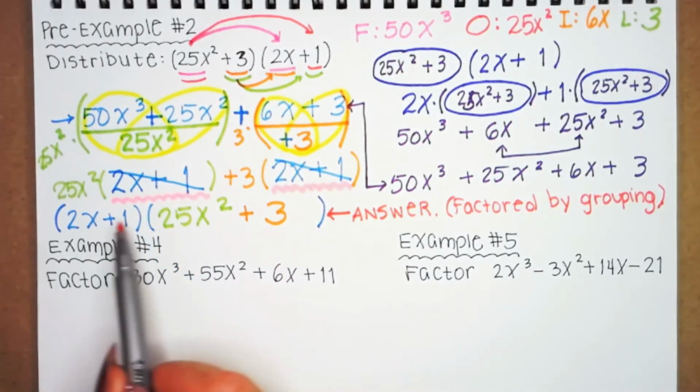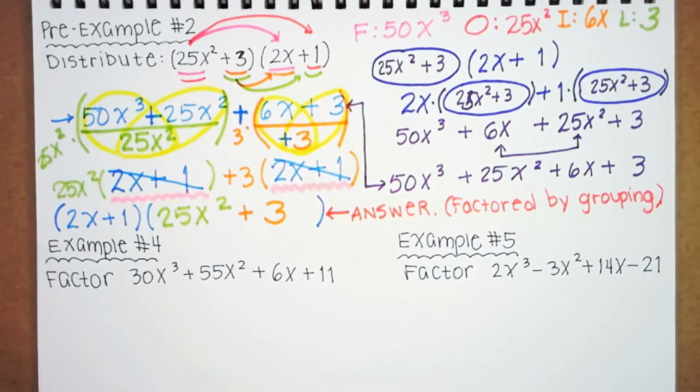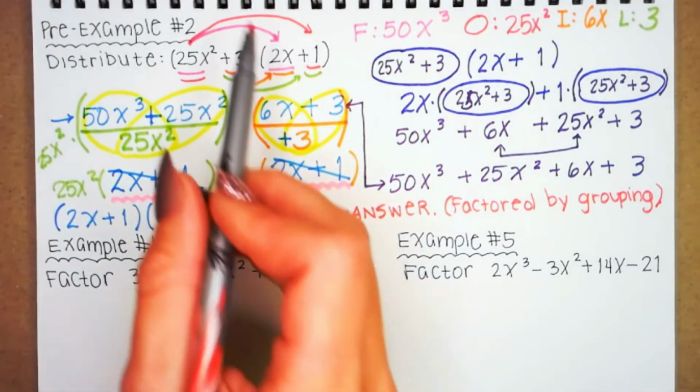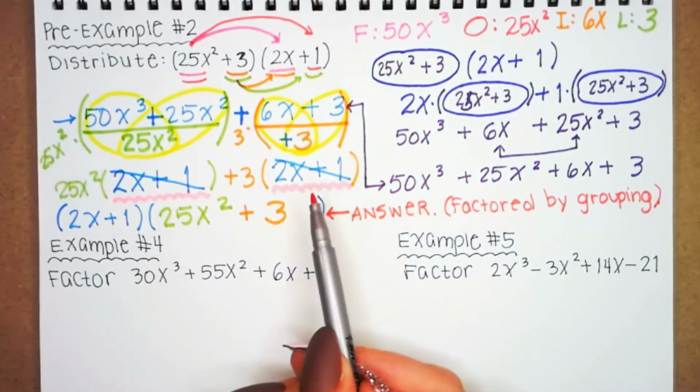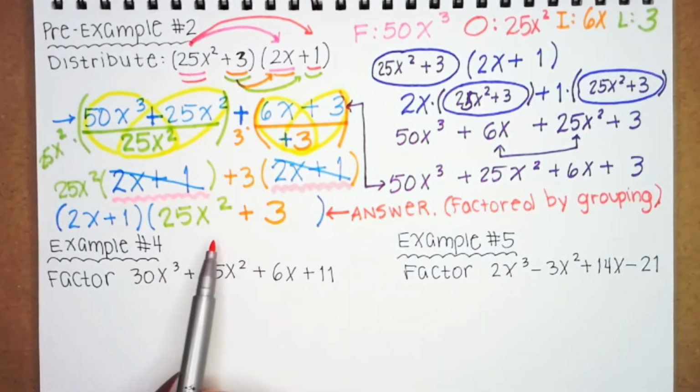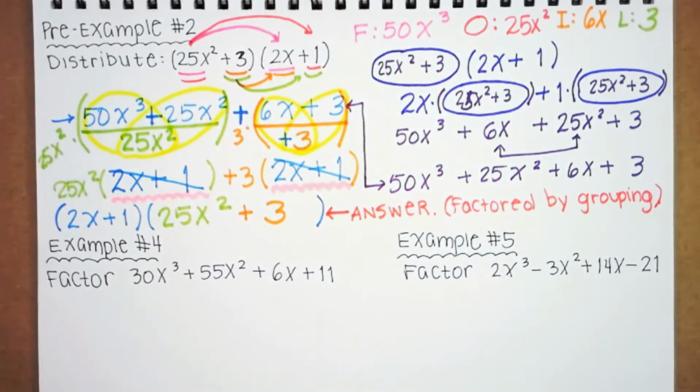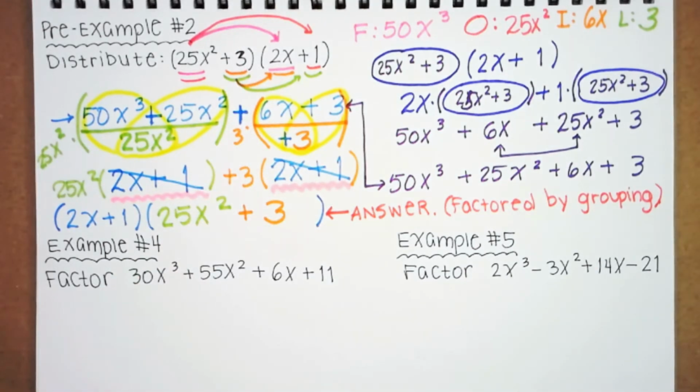Again, to check your answer, you can redistribute and see if you get back the original problem. Since this was a pre-example, we distributed and then factored, so we sort of checked that our distribution was right by factoring and getting back the same original problem. Let's try example 4 together.